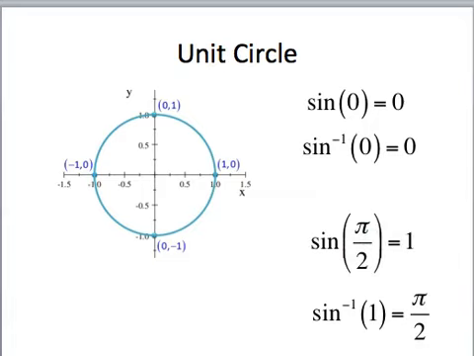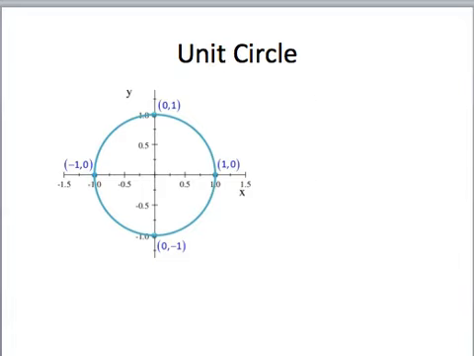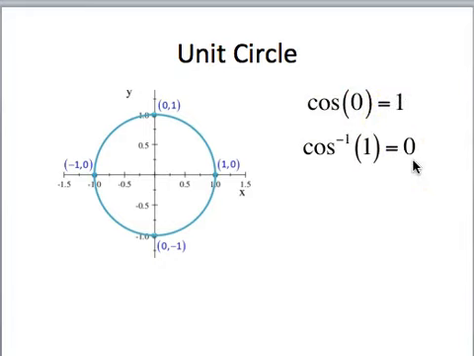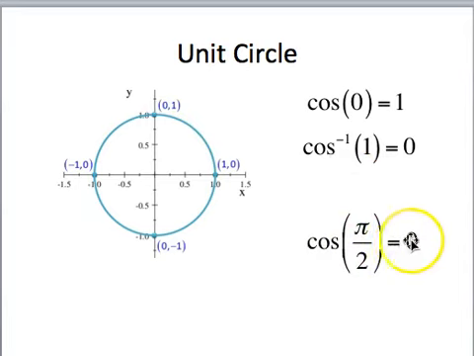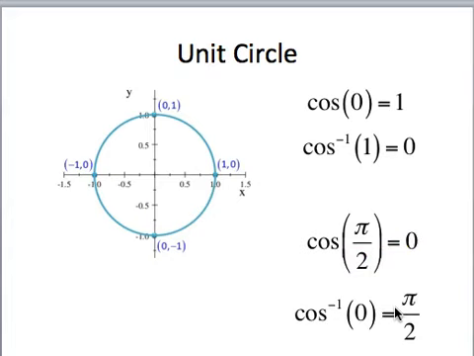And we'll do the same sort of thing with cosine. So at 0, cosine of 0 is 1. If cosine of 0 is 1, the inverse cosine of 1 has to be 0. And up here at pi over 2, that's the end of our first quadrant. The cosine of pi over 2 is 0. So if that's the case, the inverse cosine of 0 has to be pi over 2. So those are our notions.